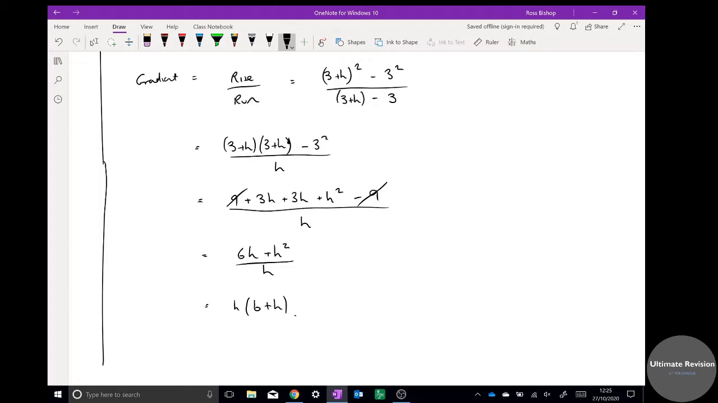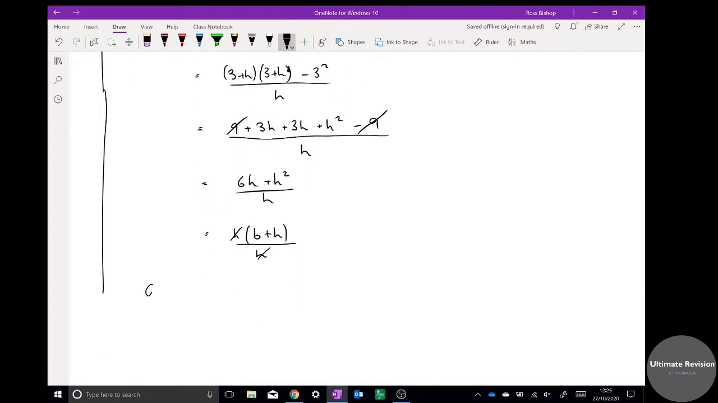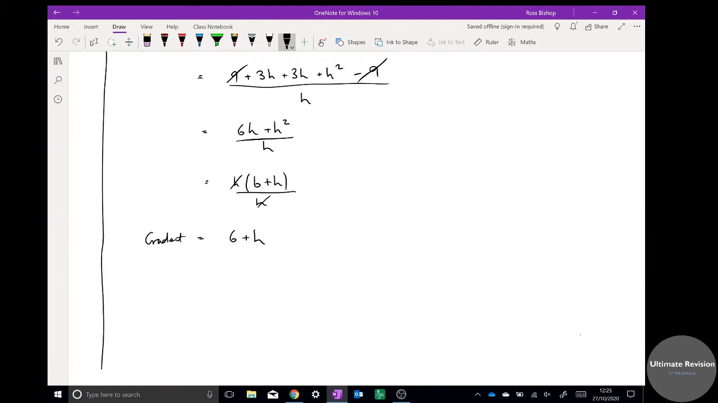6 plus h all over h, and the h's can cancel, so I get the gradient is equal to 6 plus h. Now remember what I said earlier, I want h to be very, very tiny. I want this to be as small as possible. So I want h to get very, very close to 0. I want it to tend to 0. This arrow means tends to 0.